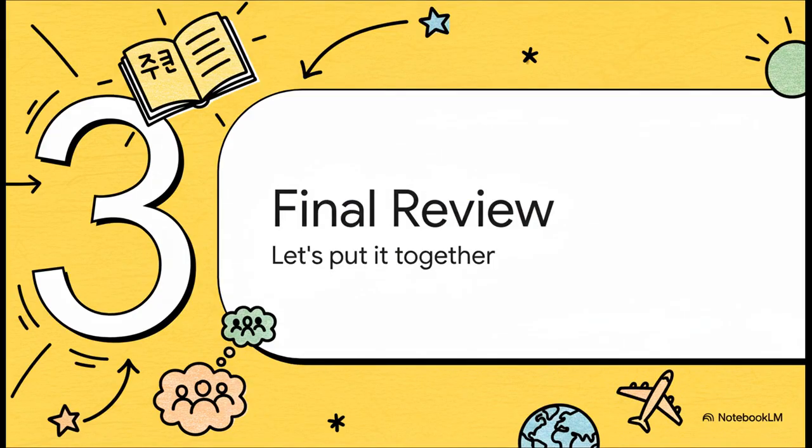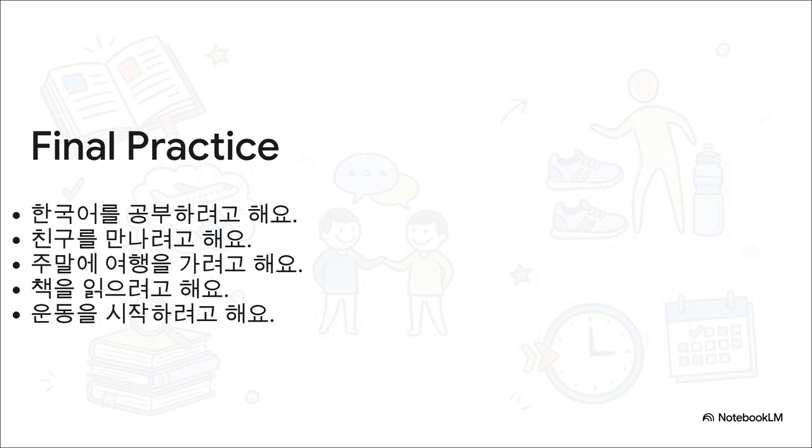Awesome job. You just worked through 5 completely new sentences. So now let's do a quick final review. We're just going to read through all of them again to really help them stick in your brain. I'll go slowly so you can just listen or read along on the screen. Here we go. 한국어를 공부하려고 해요. 친구를 만나려고 해요. 주말에 여행을 가려고 해요. 책을 읽으려고 해요. 운동을 시작하려고 해요.